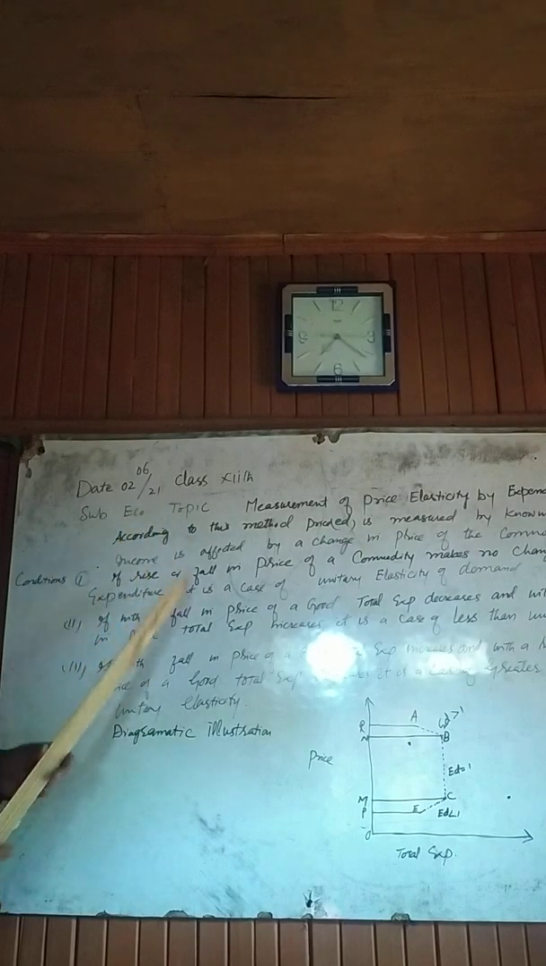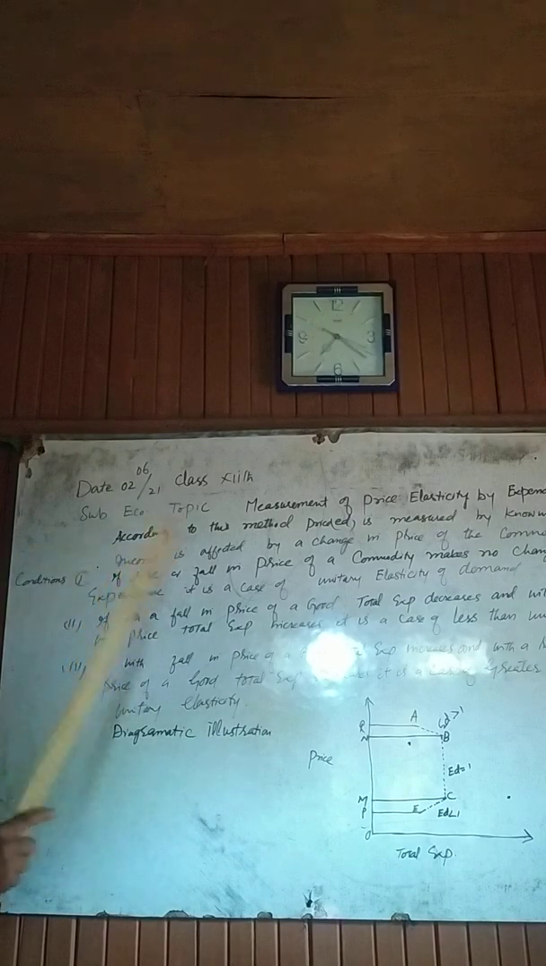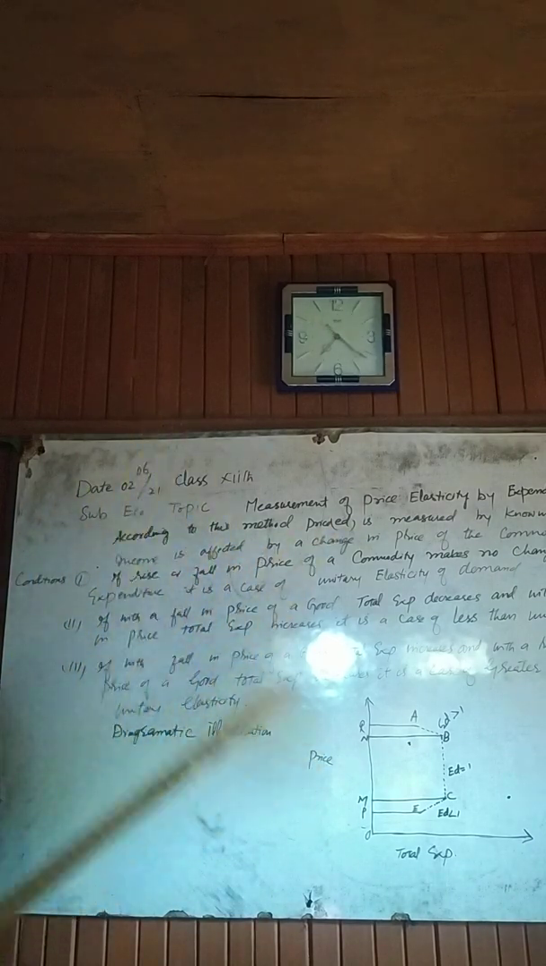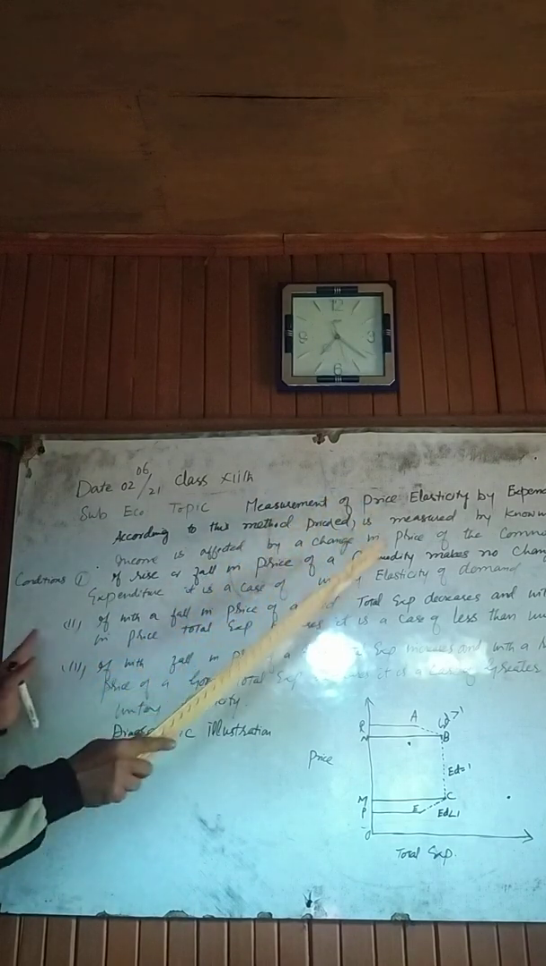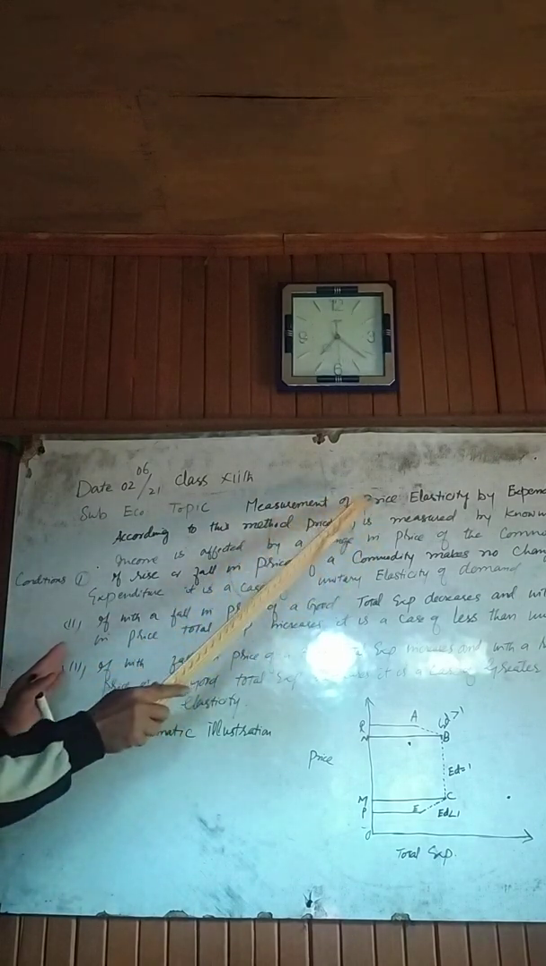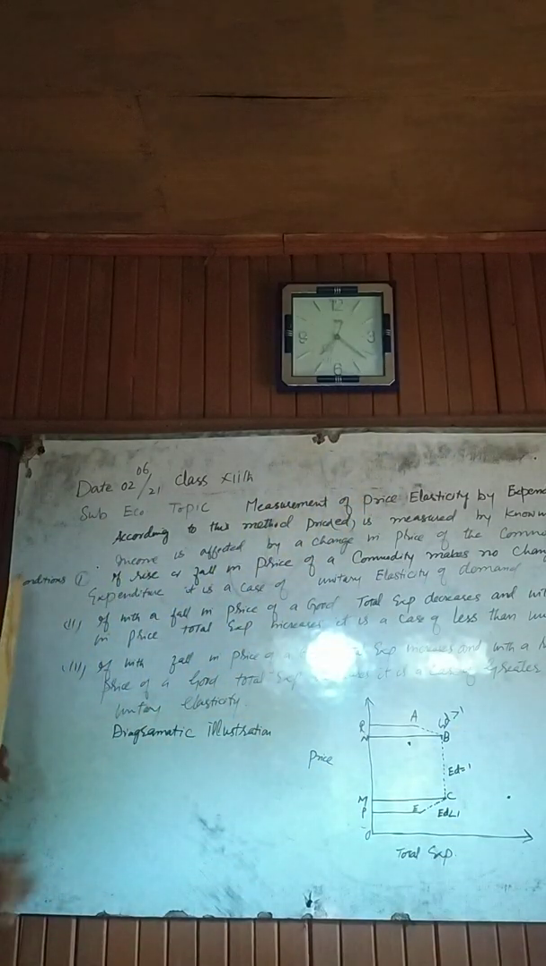According to this method, price elasticity is measured by knowing how the expenditure of a consumer is affected by a change in the price of the commodity. So there exists a relationship between expenditure and the price of the commodity. But here three conditions take place.